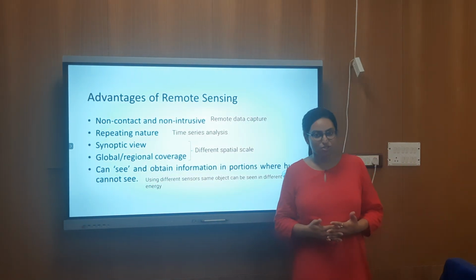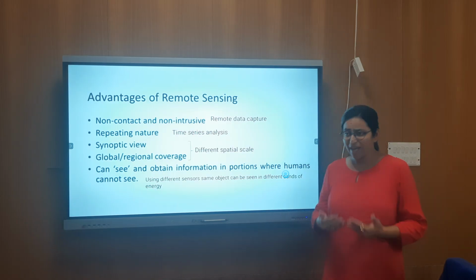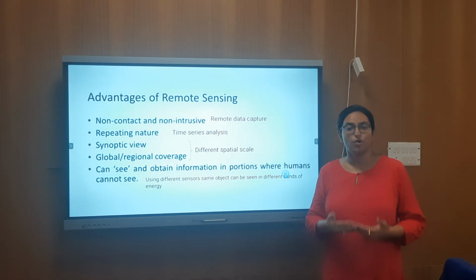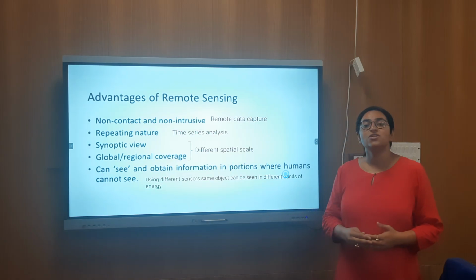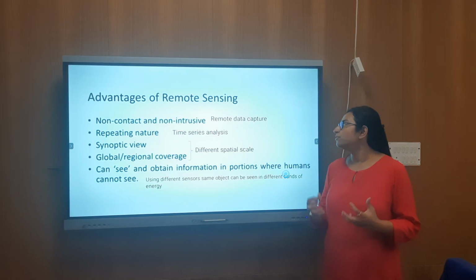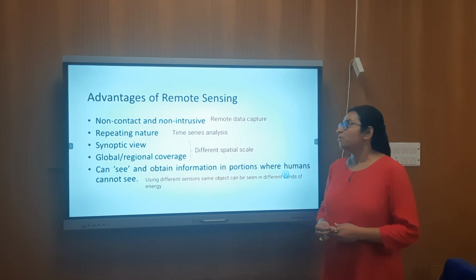Now, what are the advantages of remote sensing? Why is remote sensing gaining such popularity among different disciplines? First, it's a non-contact mode of data capture.